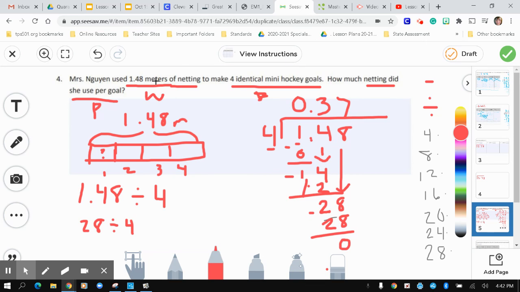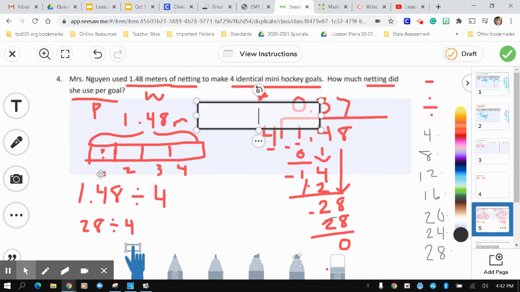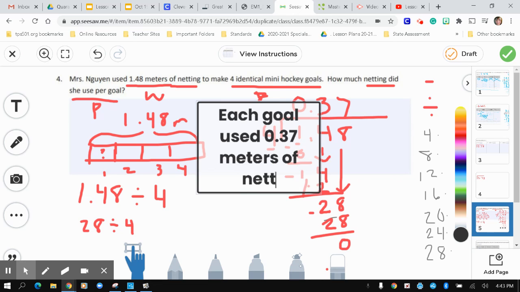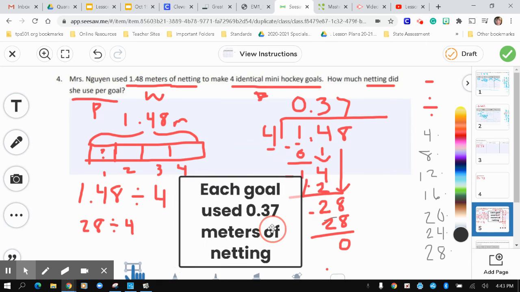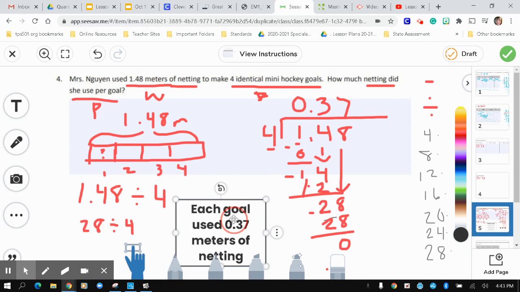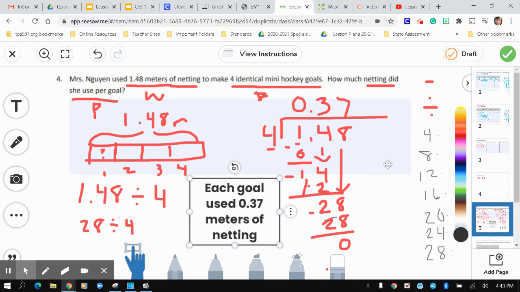So each goal used 0 and 37 hundredths meters of netting. And I can click off of it, drag it down to an emptier spot, and make it a little bit smaller so it fits in there. And now I've created my statement.